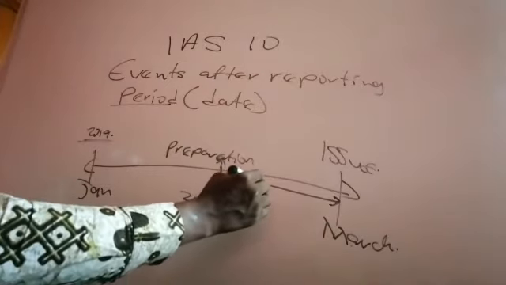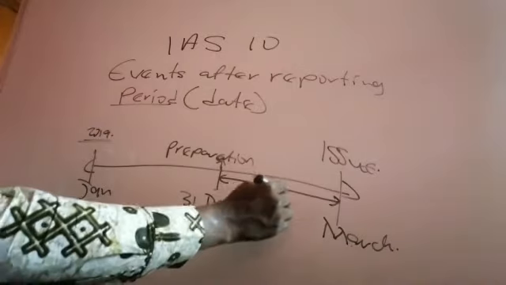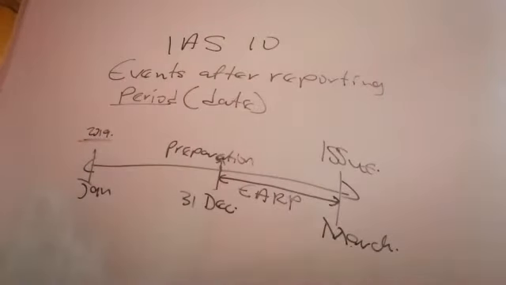That's EARP, event after reporting period. Right? Good. So that is it. Basically, any transaction which occurs after the day that you prepare the financial statement, but before you publish the financial statement. Now, this transaction has two features.